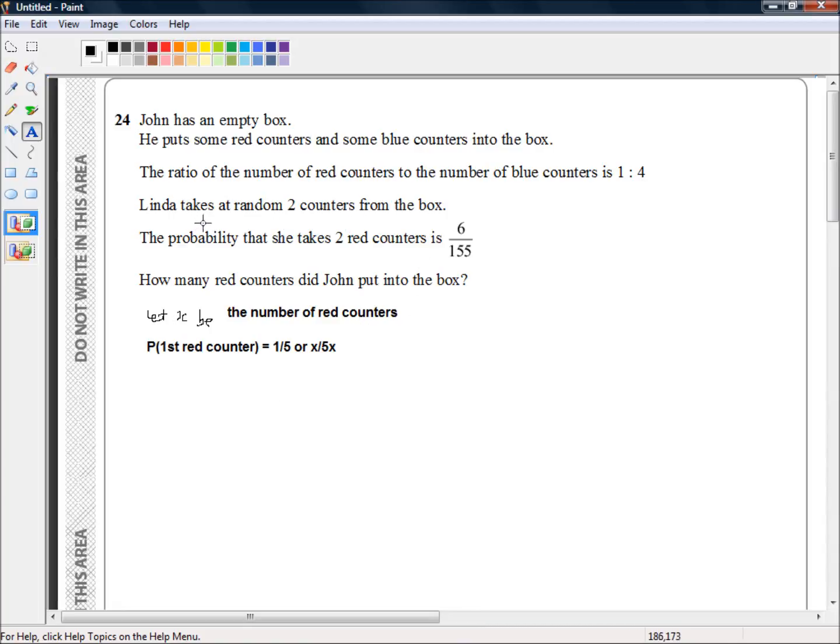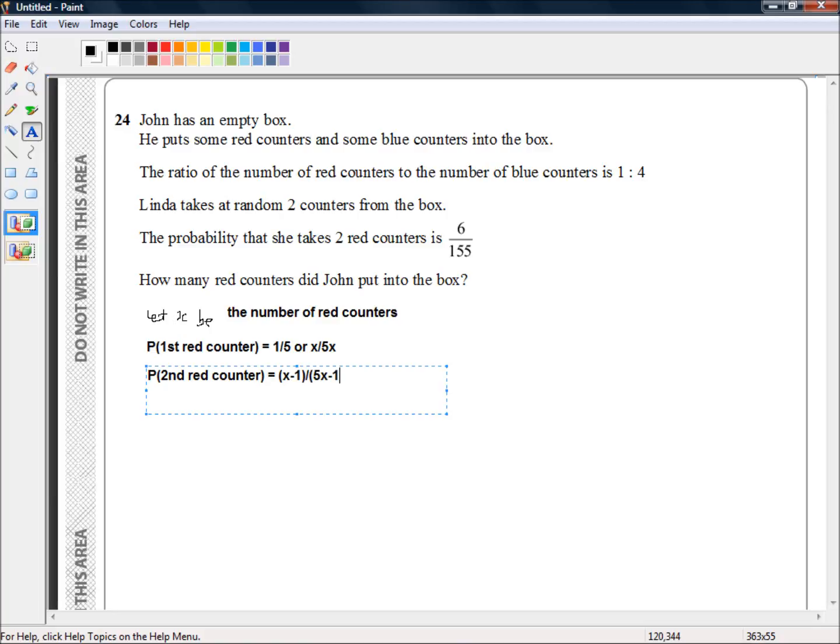Okay, so we're looking now for the probability that the second counter, so the probability of the second counter being red, second red counter, is equal to, now we're taking one red counter away from the top, and we're taking one counter away from the bottom, so there's one less counter to worry about. So the probability is x minus 1 out of 5x minus 1, because we already took one red counter away.